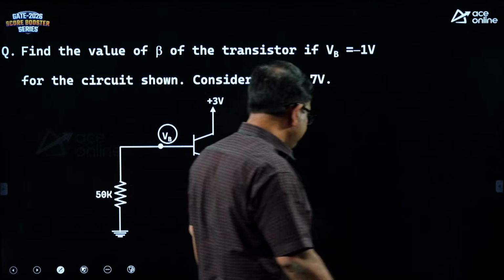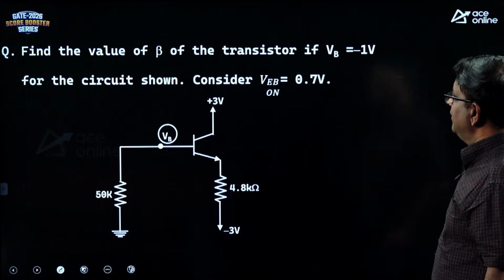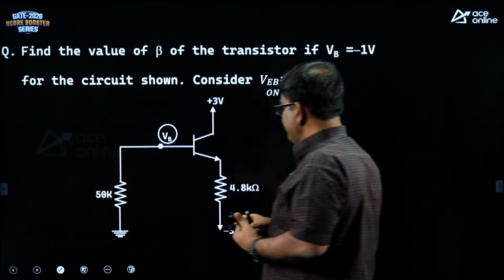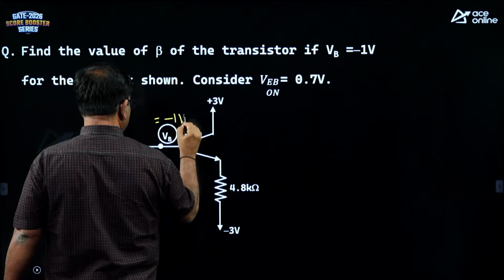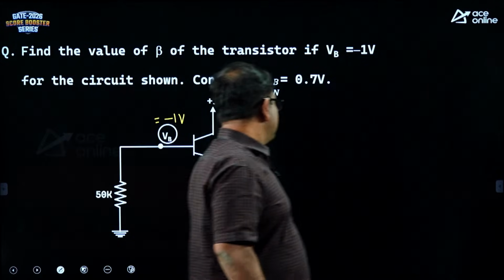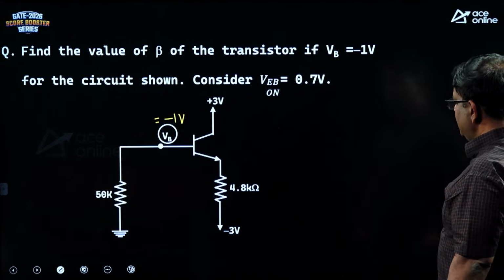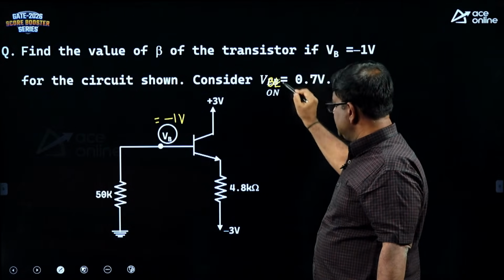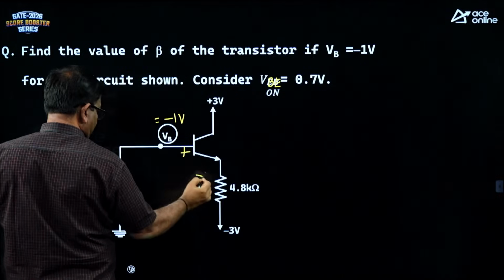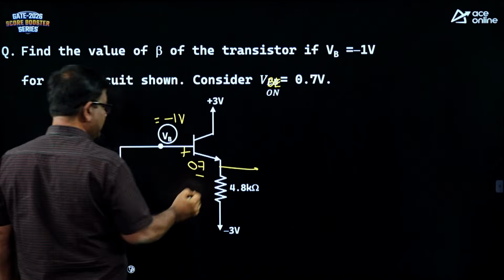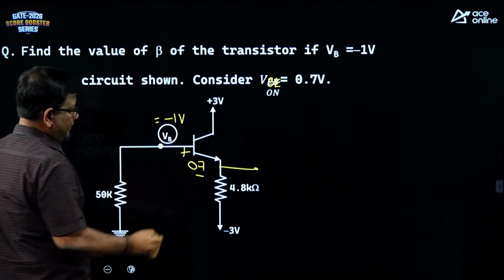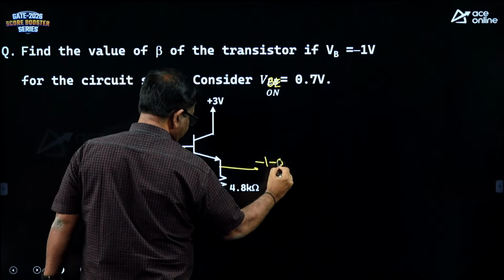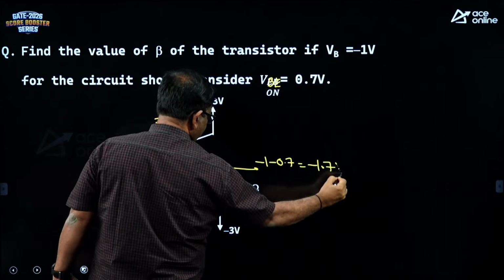So, go through the problem. Find the value of beta of the transistor if VB is given as minus 1 volt. For the circuit shown, consider VBE as 0.7. This should be VBE, it is not VEB because this is an NPN, VBE as 0.7. So, when you go down, the voltage at emitter should be 0.7 less than the base. So, minus 1 minus 0.7 is going to be minus 1.7.